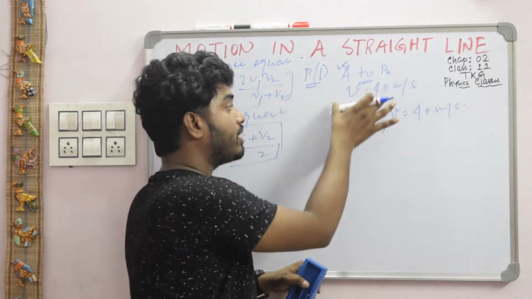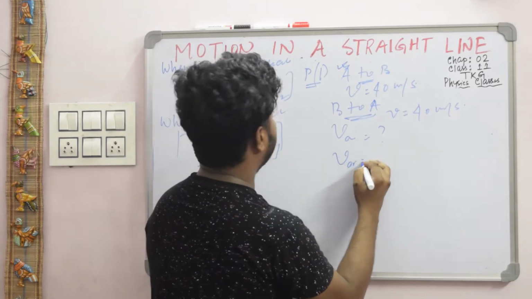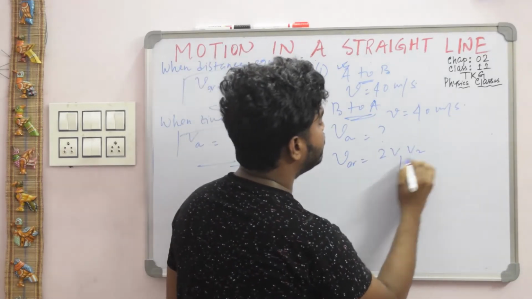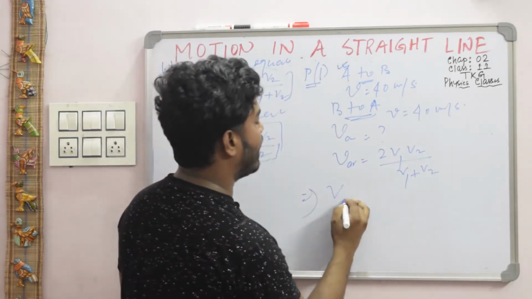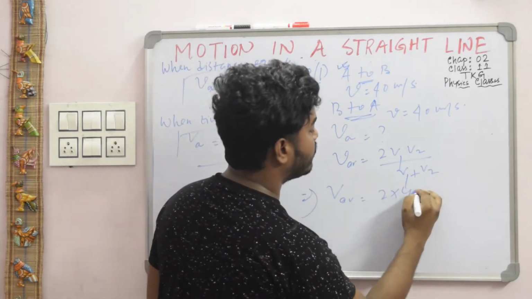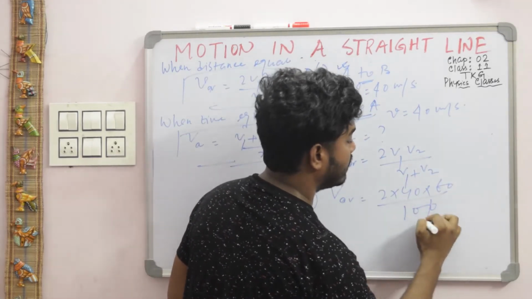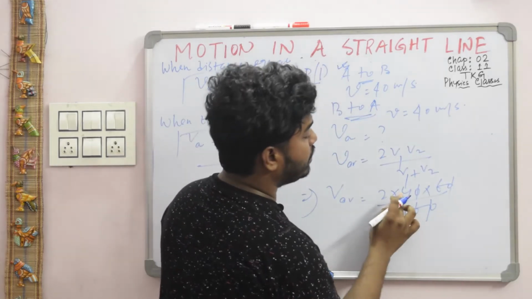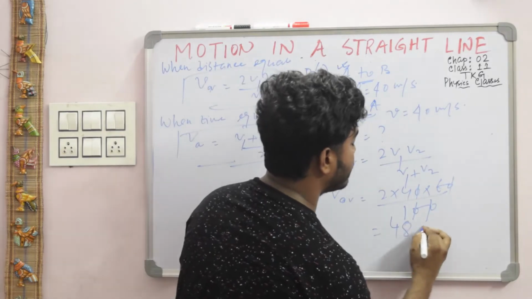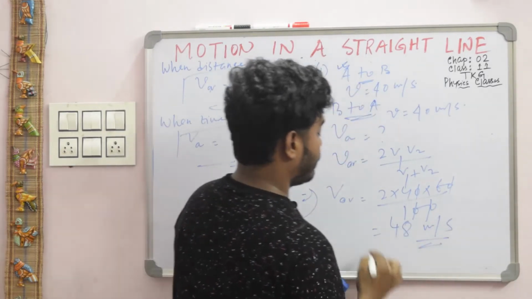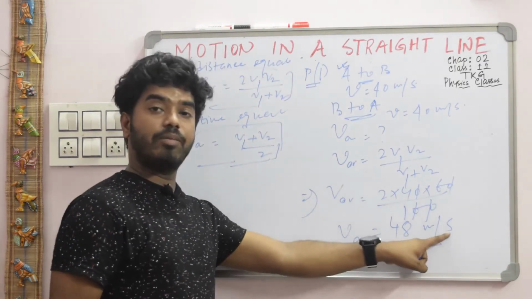So here distance is equal, and you know the formula: when distance is equal, the average speed V average is equal to 2 V1 V2 divided by V1 plus V2. Now just simplify it. V average is equal to 2 into V1 40, V2 60 divided by 40 plus 60, that is 100. Solve it, that is 2 into 4, 8 into 6, that is 48 meter per second. So for the entire trip the body's average speed is equal to 48 meter per second.